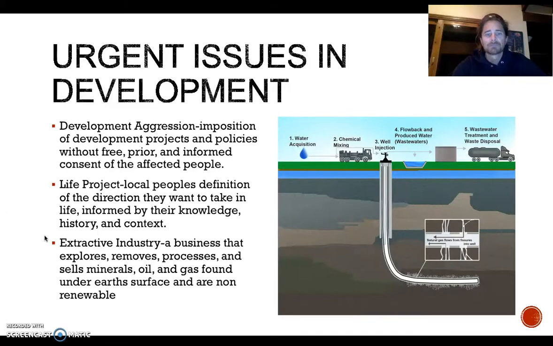A life project: local people's definition of the direction they want to take in life, right? Informed by their knowledge, history, and context.